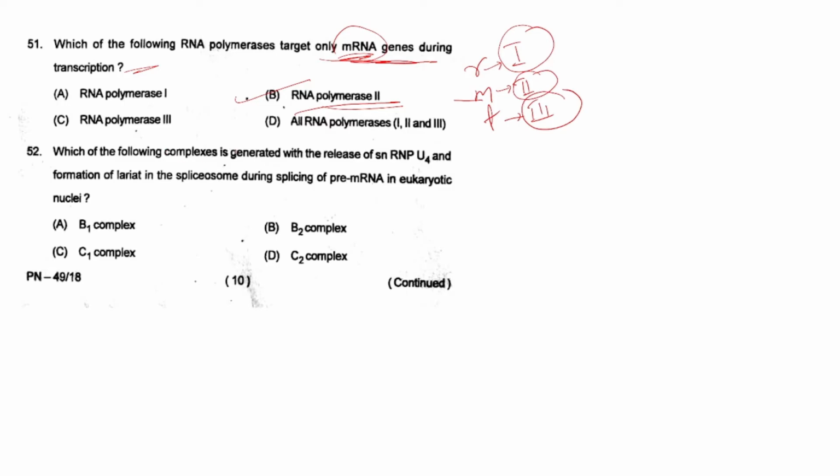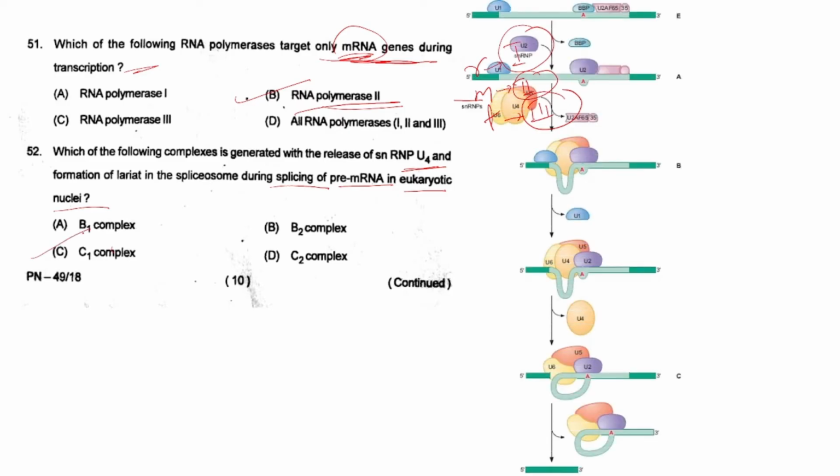Which of the following complexes is generated with the release of snRNP U4 and the formation of a lariat in the spliceosome during the splicing of pre-mRNA in eukaryotic nuclei? The answer will be complex C1. Here you can see this with this diagram. You can take a screenshot if you want. So this is the complex C. After U4 is released, what we are getting is this complex C1.